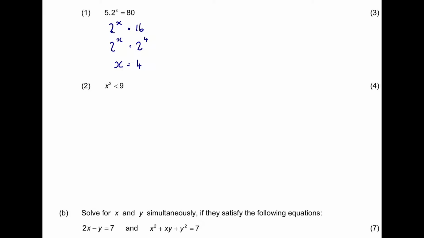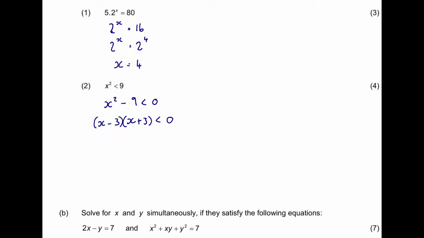For number 2, x squared is less than 9. For any quadratic equation or inequality, you're going to first take over the 9 so that we have 0 on the right-hand side of the inequality. You can then factorize the left-hand side. That's a difference of 2 squares. So it becomes (x minus 3)(x plus 3) is less than 0. And that means that we have critical values at x equals 3 and x equals negative 3.